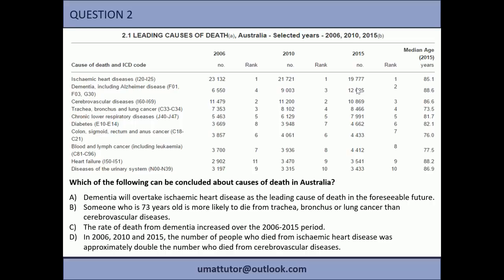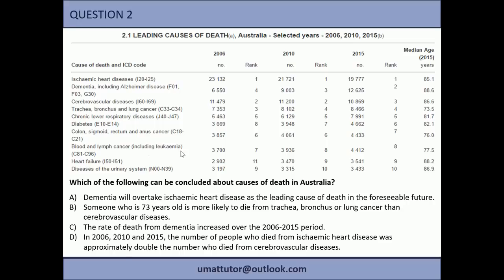With D, again, you can see it's very well worded. In each of the 3 years, the number of people who died, which is good. So we've got the 3 years that we have in the table in the answer as well. It's dealing with the number of people, which is what the table is showing. It's dealing with ischemic heart disease, which is given up at the top here in the table. And it's saying approximately, so it's nice and general. It's saying about, not exactly, just about. It's approximately double the number who died from cerebrovascular diseases.